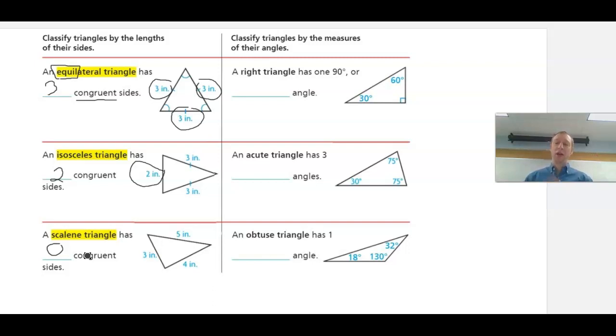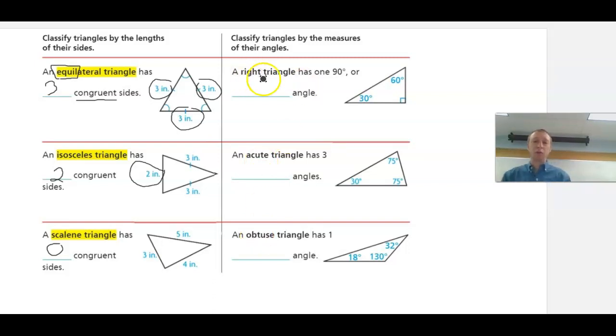So once we've given it its side name, now we have to give it its angle name. Every triangle has two names: one based on the length of its sides, and one based on the measure of its angles. So we could have an equilateral triangle, but then we talk about whether it's a right triangle, an acute triangle, or an obtuse triangle. Remember, a right triangle has 90 degrees, acute means less than 90, and obtuse means more than 90.